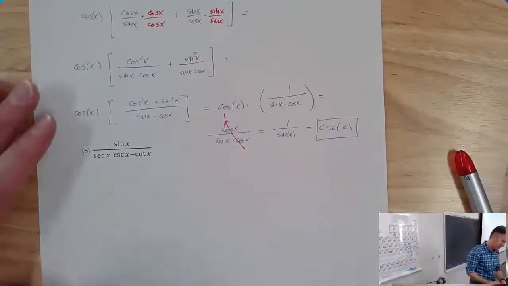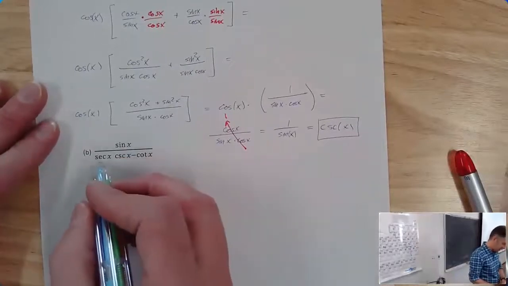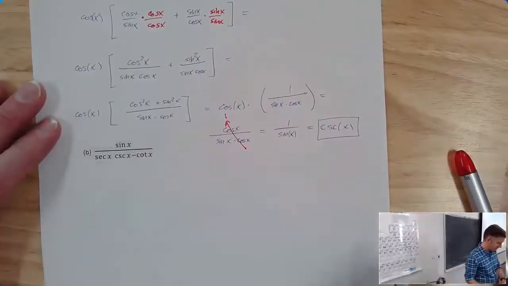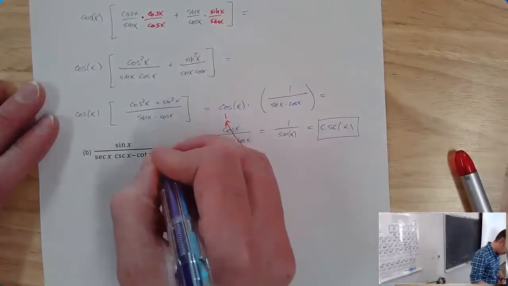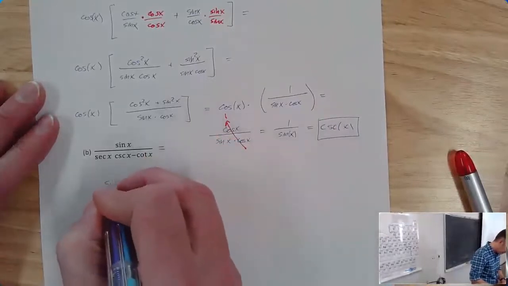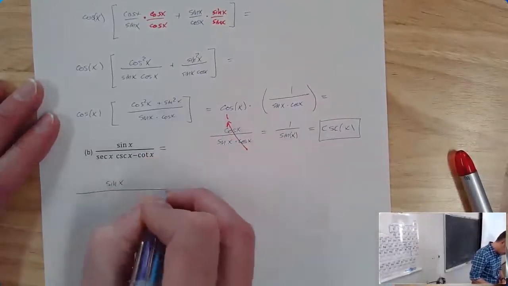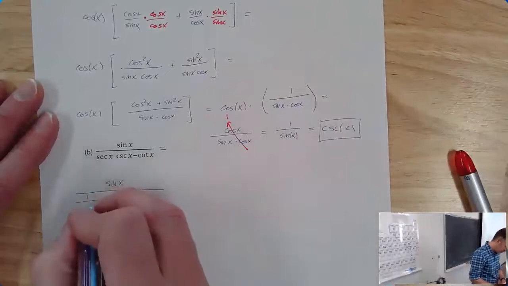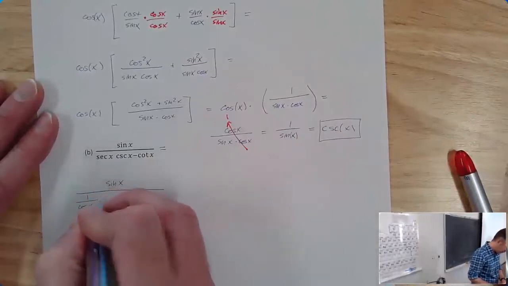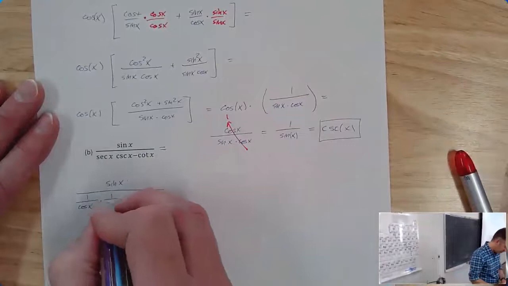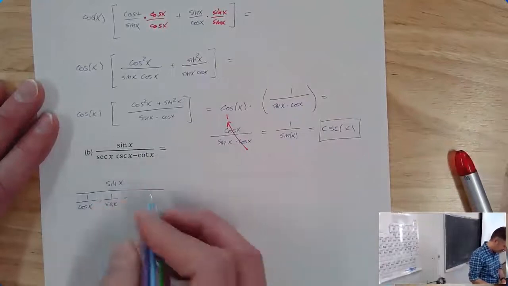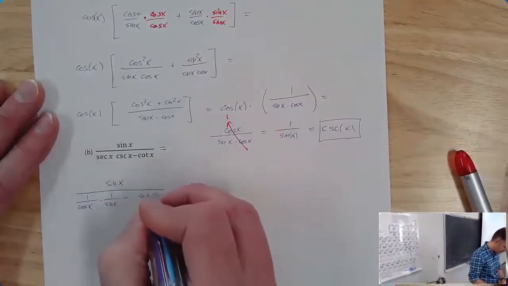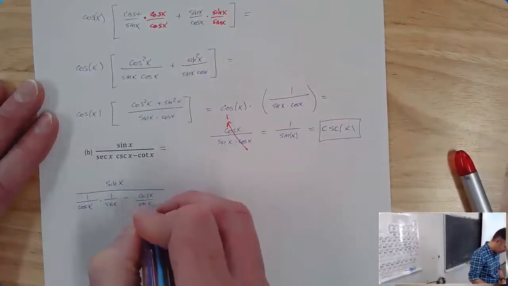So this looks gnarly. I got sine of x over secant of x times cosecant of x minus cotangent of x. And I'm going to start off by just rewriting it. Got sine of x on top. I've got secant of x, which is 1 over cosine of x, times cosecant of x, which is 1 over sine of x, minus cotangent of x, which is cosine of x over sine of x.